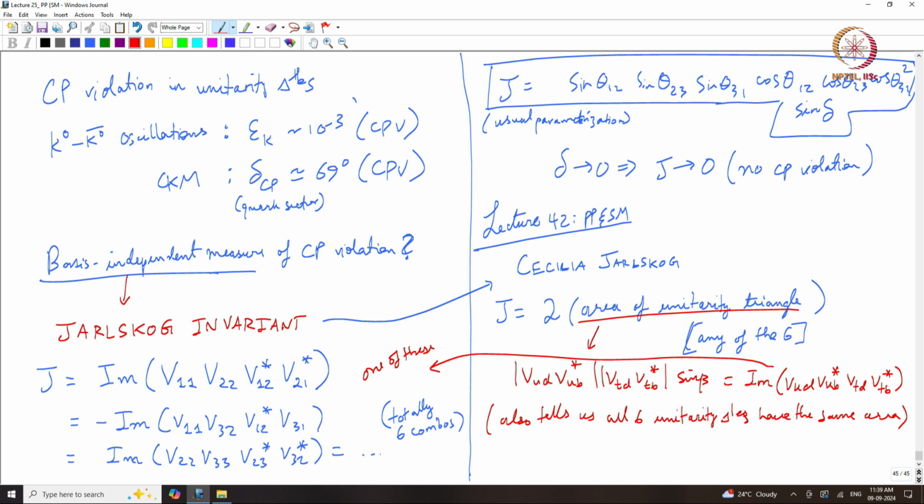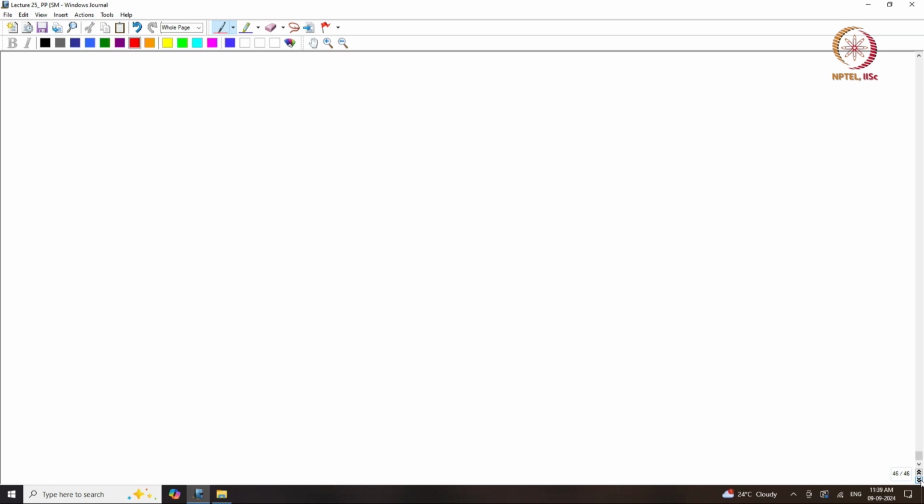You can check this in Cecilia Jarlskog's paper, you can check this yourself also, and I highly recommend doing this calculation yourself. But I am going to do it for you now, so that you can check against your own calculation. So, let me derive that for you. See, unitarity gives me conditions like these. I am going to write down 2 conditions so that it illustrates what we are showing here.